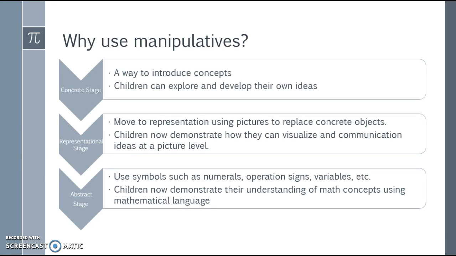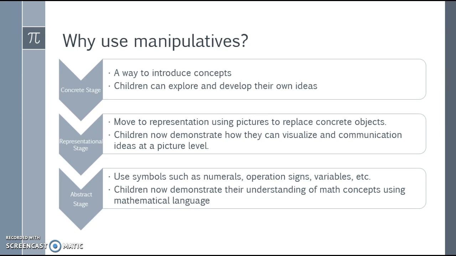There are three different stages that children go through when we're learning something new, and ideally, we're going to start with manipulatives in the concrete stage. We use manipulatives in the concrete stage as a way to introduce concepts, and children are able to explore and develop their own ideas before we start giving them algorithms. So they're able to identify patterns and see how things work, and make their own justification first.